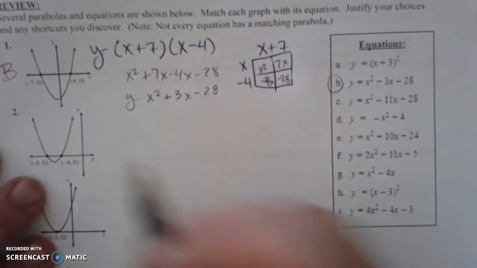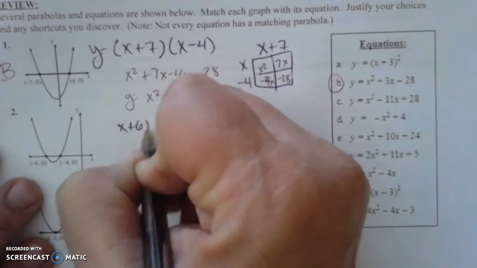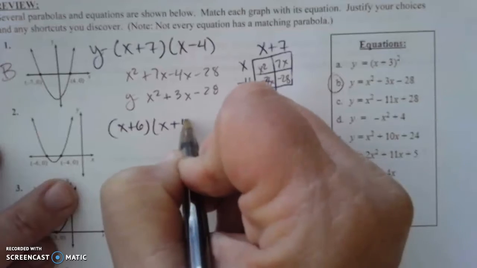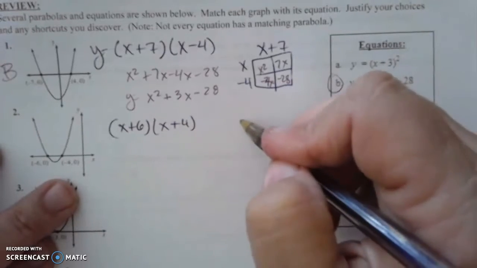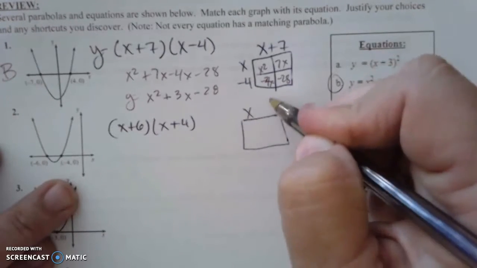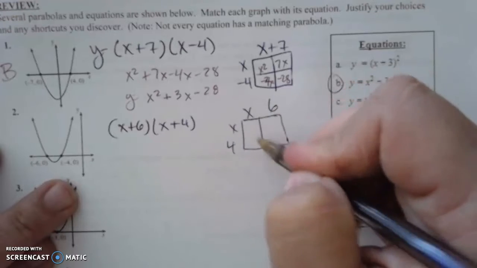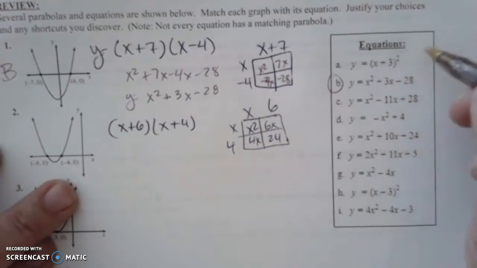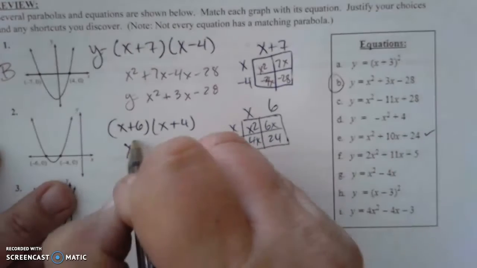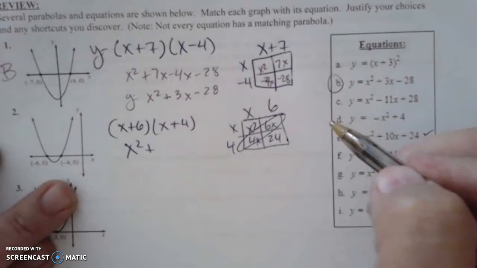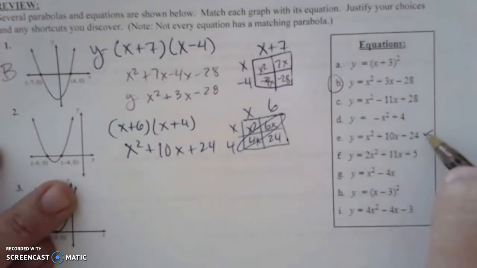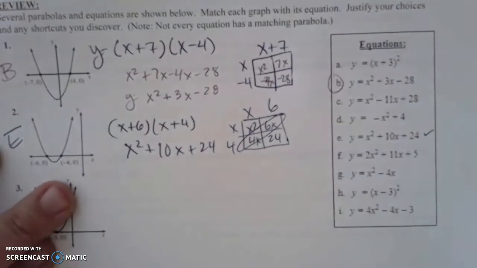So let's see this next problem. We have a -6, so what's the opposite of -6? +6, and we have a -4, so the opposite of -4 is a +4. So let's multiply that one out. x plus 6, x plus 4: x squared, 6x, 4x, and 24. Anything with a 24? Oh, right here. So it's probably going to be that one. So we're going to get x squared plus, what does that add together? 6x plus 4x is 10x plus 24. Yep, there's part E right there.